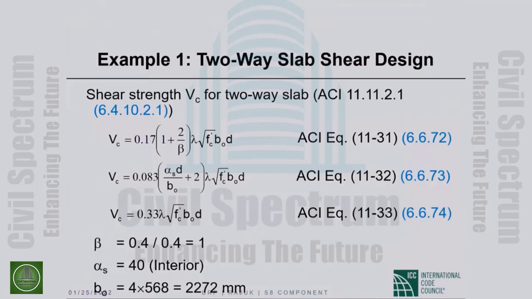How much can concrete carry? Forgetting about any shear reinforcement. Okay. Three expressions. Remember, one is a function of beta, the long side to short side ratio. Another is a function of alpha sub s, which is 40 for interior columns, 30 for exterior columns, 20 for corner columns. And the third one is a straightforward 4 square root of f'c. Beta in our case is 1. We have a square column. Alpha sub s, we are at an interior column. Alpha sub s is 40. And b sub 0, the perimeter of the critical section, one side is 568. We took it 570 on the last page. Same thing. Each face has a length of 568 multiplied by 4 is the total perimeter. That's 2272 millimeters.